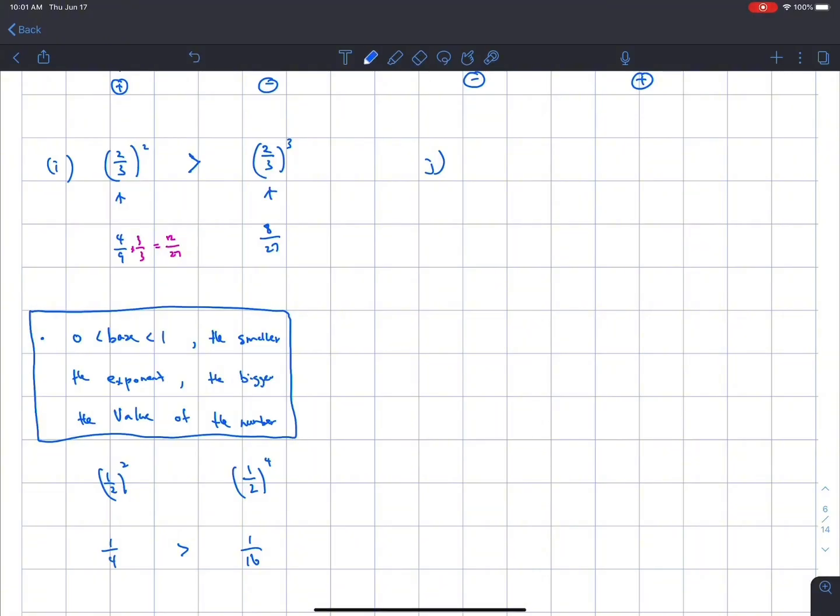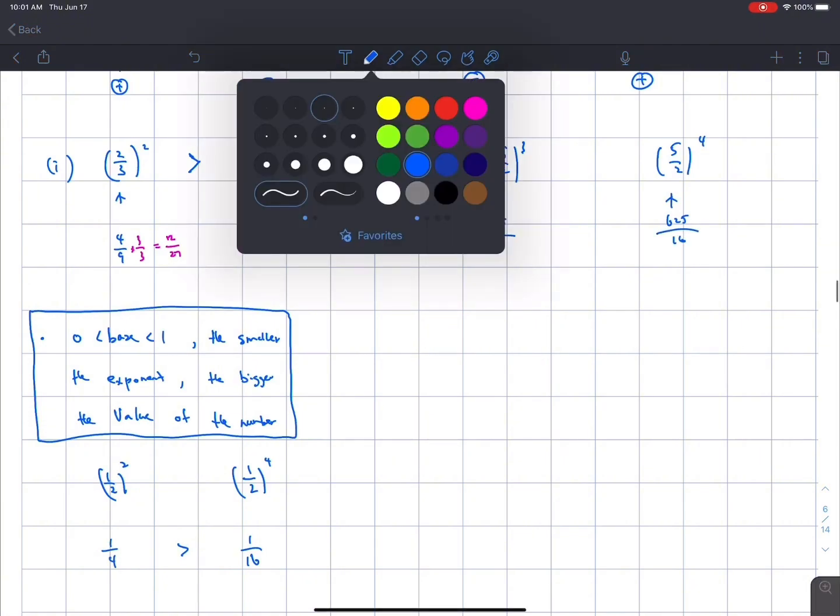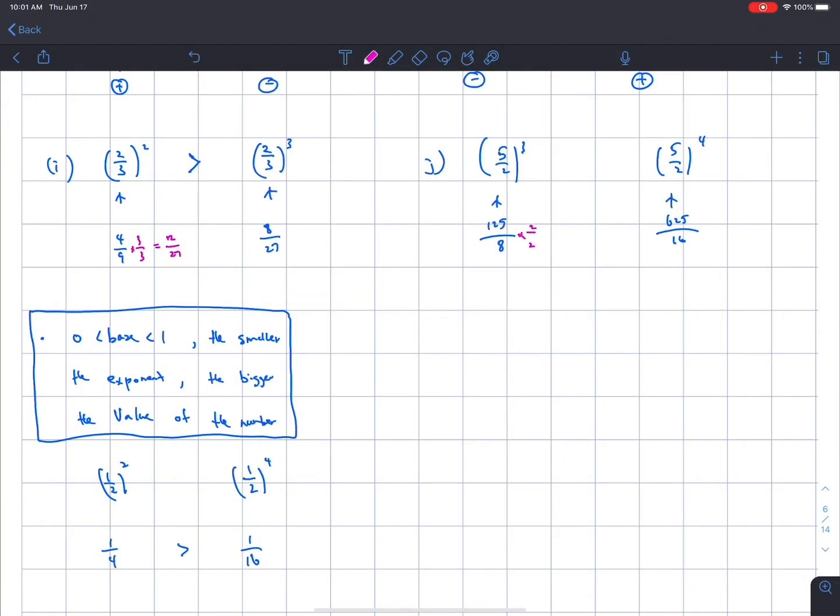Next, we have 5/2 to the power 3 and 5/2 to the power 4. So this one, we have 5 to the power 3 is 125, 2 to the power 3 is 8, 5 to the power 4 is 625, 2 to the power 4 is 16. Again, I can make the same denominator, times 2 times 2. I get 250/16. So of course 250 is smaller than 625. So this will be smaller.